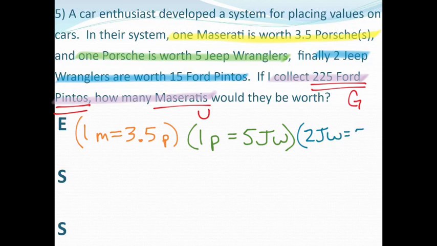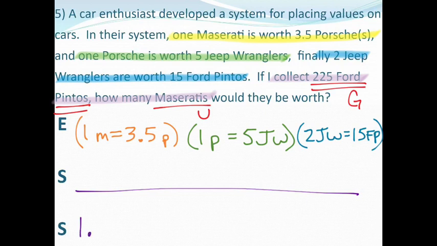Equals 15, not 5, Ford Pintos. All right. So these are the 3 equations you're going to need to use. And when you're setting up your dimensional analysis down here, make sure you start with your given and then pay attention to your units and that diagonal rule. If you do this right, your answer should come out to be 1.71 Maseratis.